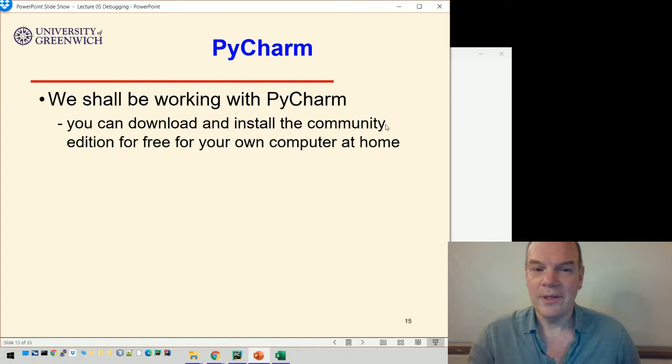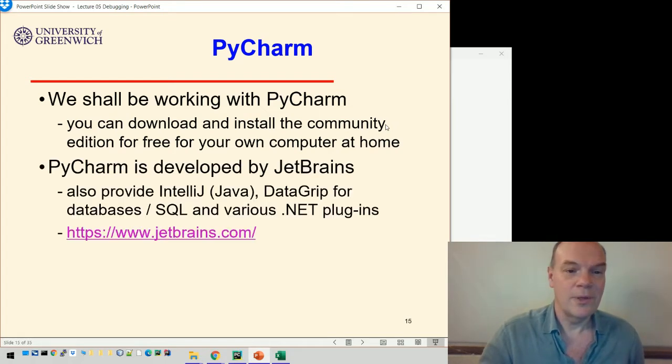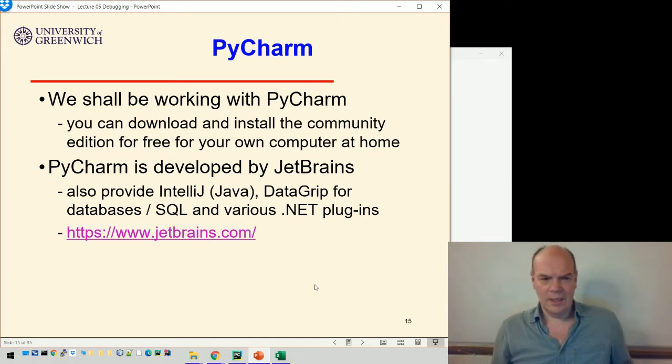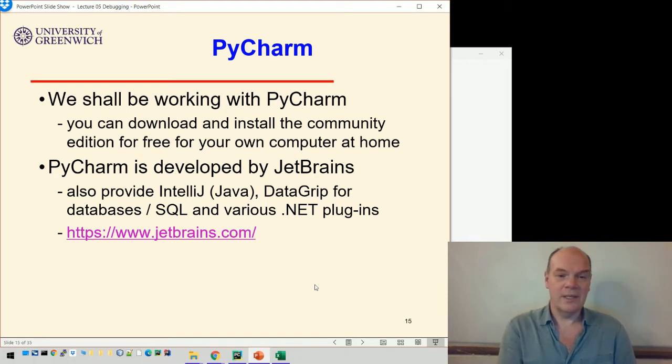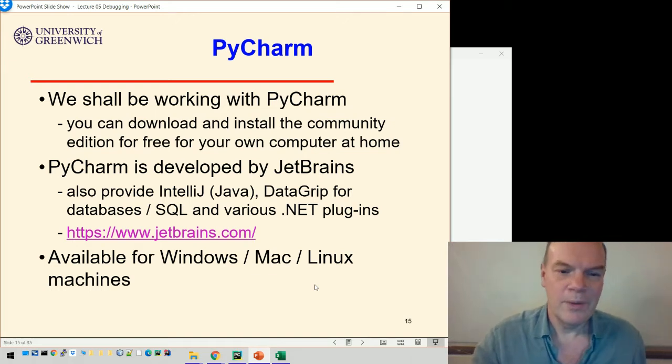You can download and install it for free on your own computer. So go to JetBrains. JetBrains is a company that provides a number of these tools. They do IntelliJ, which I use for Java, and they do stuff for databases, various .NET plugins. They've even invented their own language called Kotlin. Okay, and there's different versions available for Windows, Mac, Linux, as you'd expect. So you can get hold of it there.